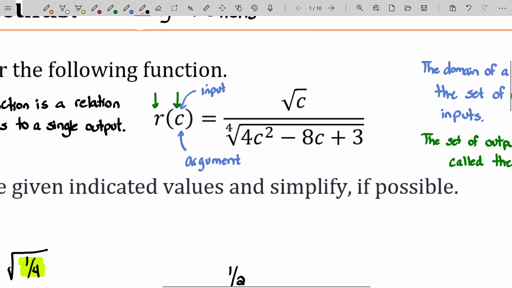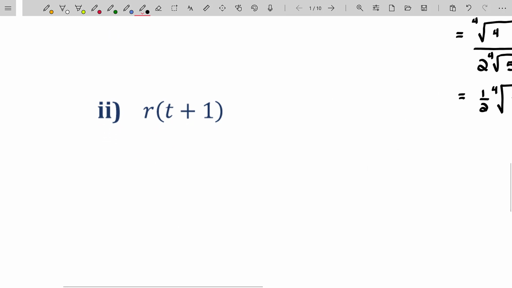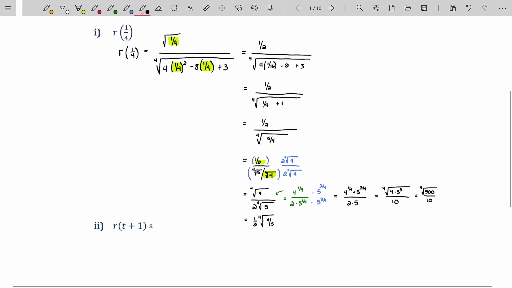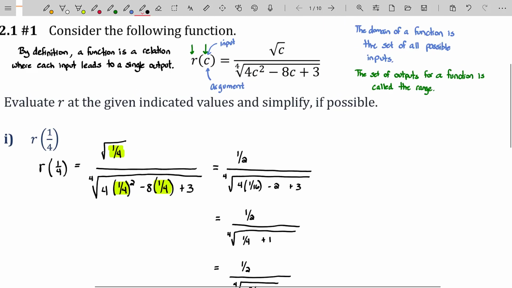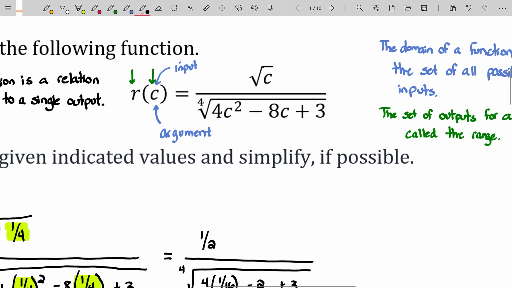Remember, this is our function right here, and we're being asked to evaluate that function at t plus 1. This is called a symbolic evaluation. I just wanted to cover it so that you know how to do something like this. So we're going to take our original function, instead of c's in our original function, we'll replace all of those c's with a t plus 1.